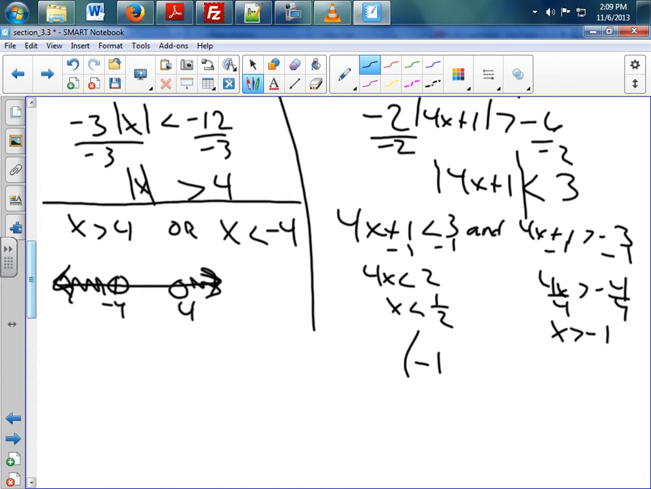Where? Oh, I got it. Never mind. So that will be your interval notation on that one.